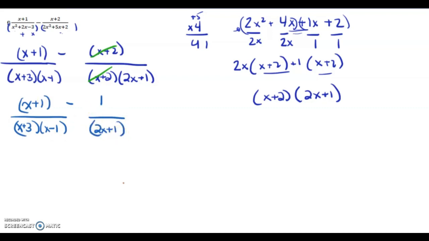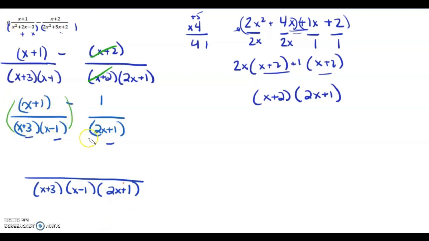Now, for our common denominator, it's going to actually include all three of these brackets. So it's going to include x plus 3, x minus 1, and 2x plus 1. Okay, so the first fraction is missing this 2x plus 1 in the denominator. So let's multiply it by 2x plus 1 over 2x plus 1. Okay, that gives us a numerator of 2x plus 1, bracket x plus 1.